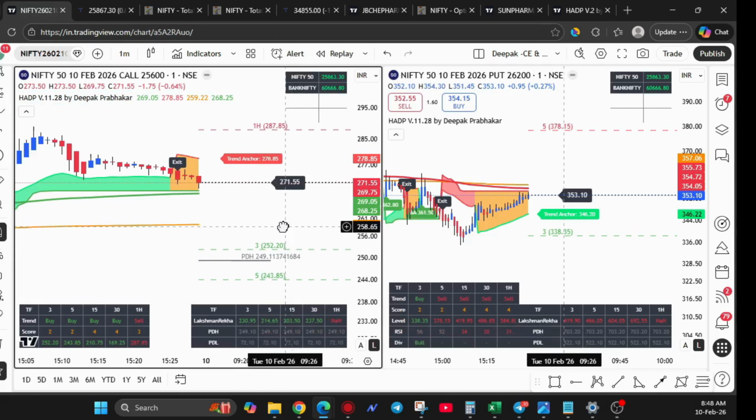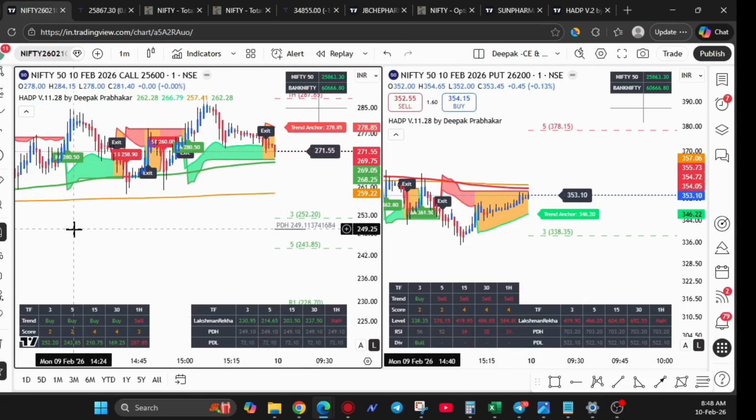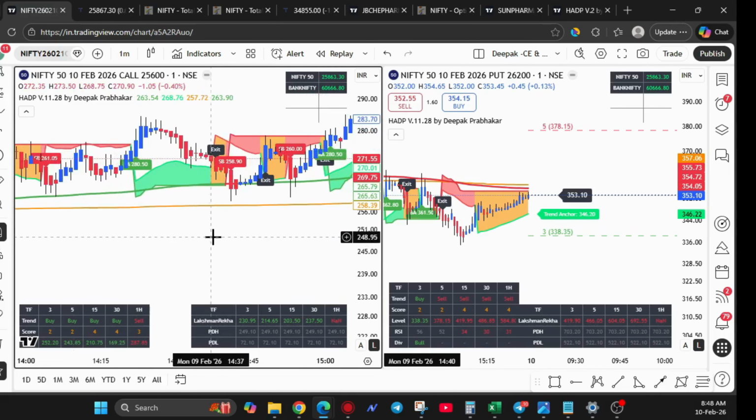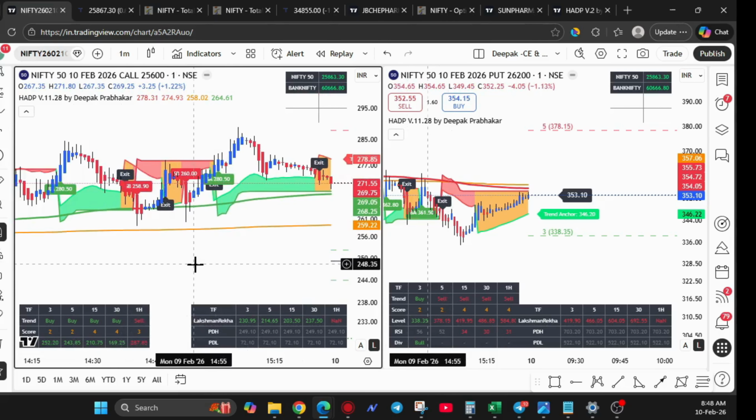So with that, I think we complete the components part and the settings part of the HADP updated indicator. Now how to use it is very simple, and that we will see in the next video.